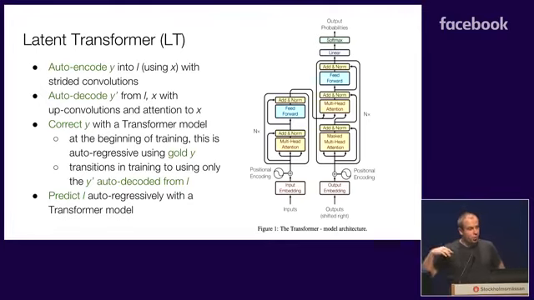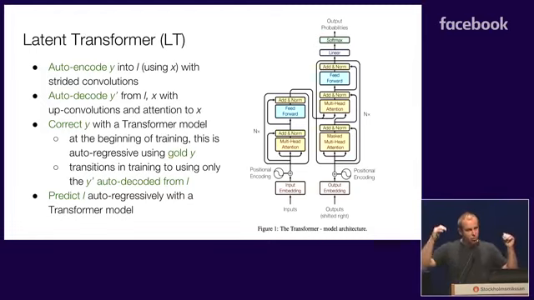So you auto-encode your inputs into the latents, your targets into the latents. You auto-decode from them, and for encoding and decoding, we used convolution, downstride and upstride on the decoding part, and we give them access to the input with attention layers. And then, after we've decoded, we train a transformer model that at first trains as a normal autoregressive model, so it uses the gold Y to predict the next symbol, but during training, we replace the gold part with the auto-decoded parts. And this seems to be quite important to make this train.